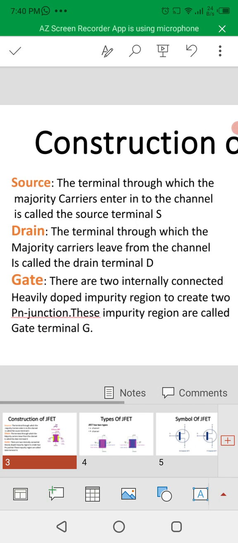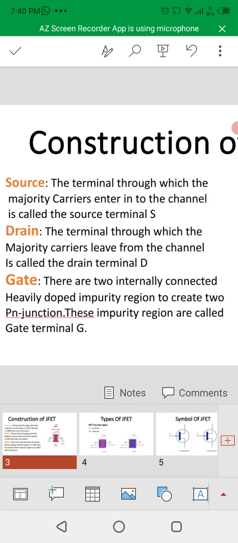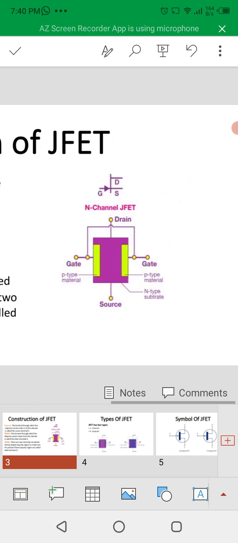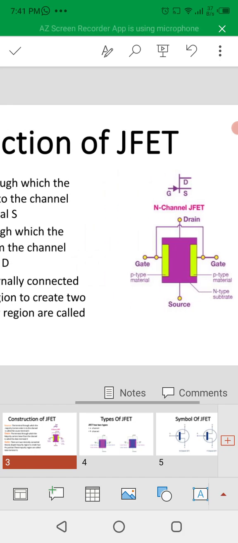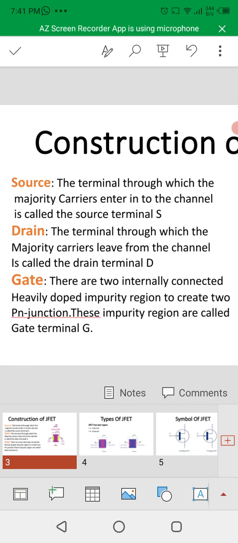And what is the source? The majority charge carriers, like electrons, enter into the channel. In an n-channel JFET, the majority charge carrier is the electron. Majority charge carriers enter into the channel at the source, and at the drain, majority charge carriers leave from the channel. The gate creates two PN junctions, and they are internally connected.